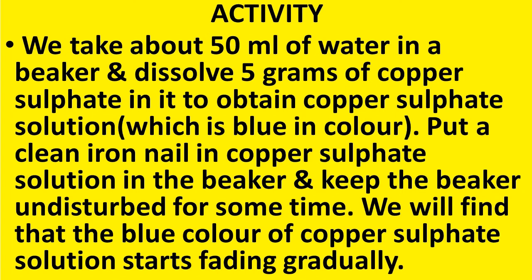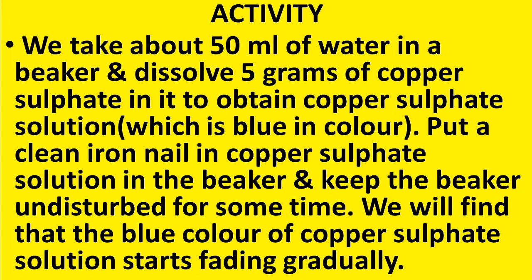We take about 50 ml of water in a beaker and dissolve 5 grams of copper sulfate in it to obtain copper sulfate solution, which is blue in color. Put a clean iron nail in the copper sulfate solution in the beaker and keep it undisturbed for some time. Then we will find that the blue color of the copper sulfate solution starts fading gradually.